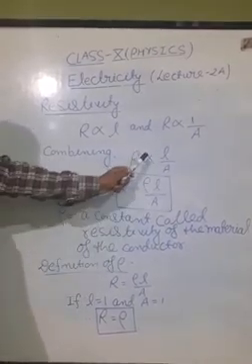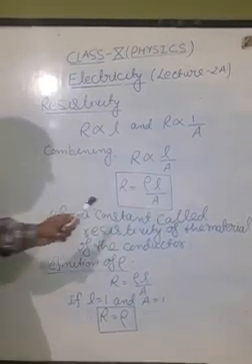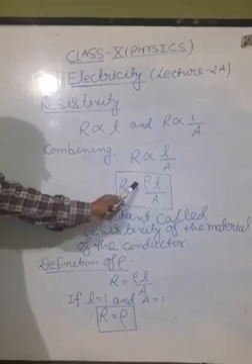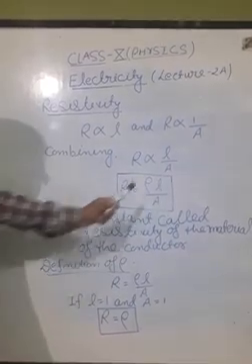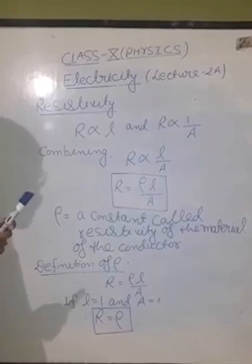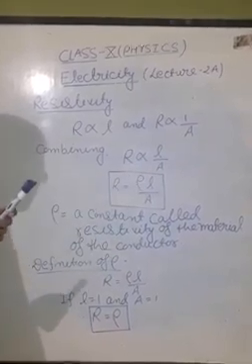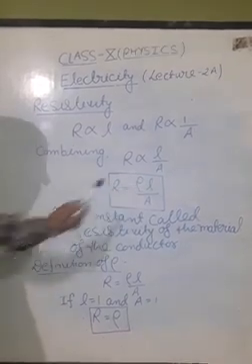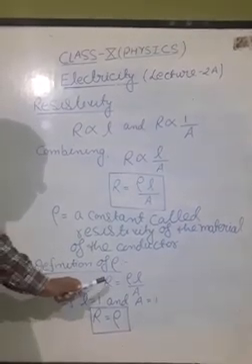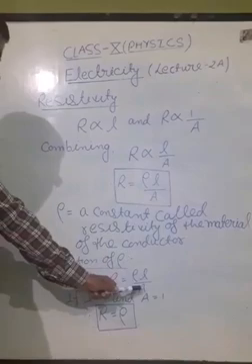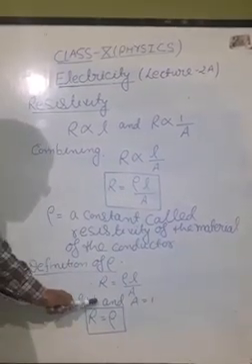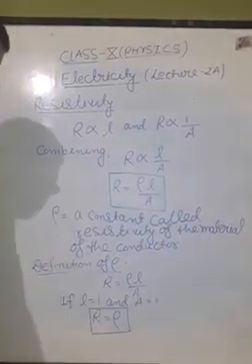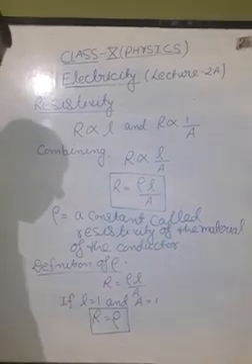When we convert this proportional sign to equality sign, then it becomes R equals rho L by A. Here rho is a constant which is called resistivity of the material of the conductor. So now we define resistivity. So here we have R equals rho L by A. If we take L equals 1 and A equals 1, then R equals rho.